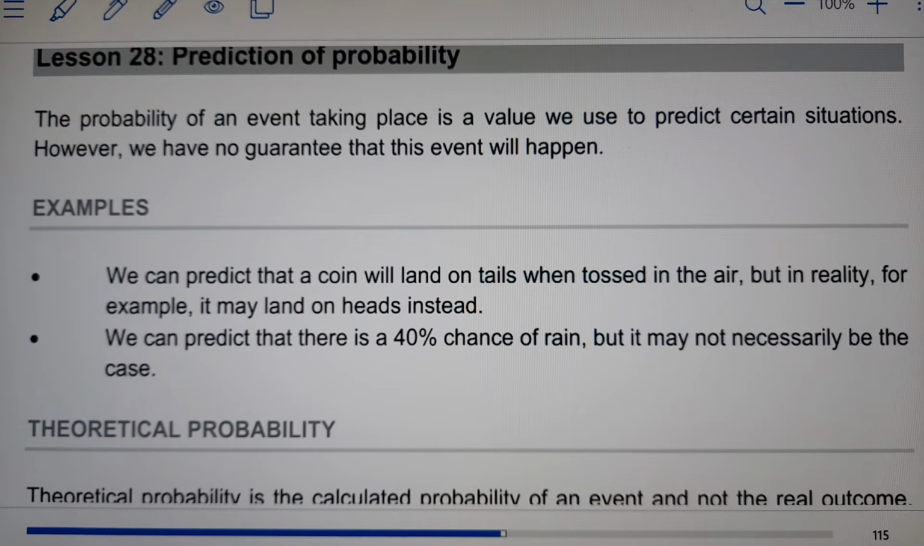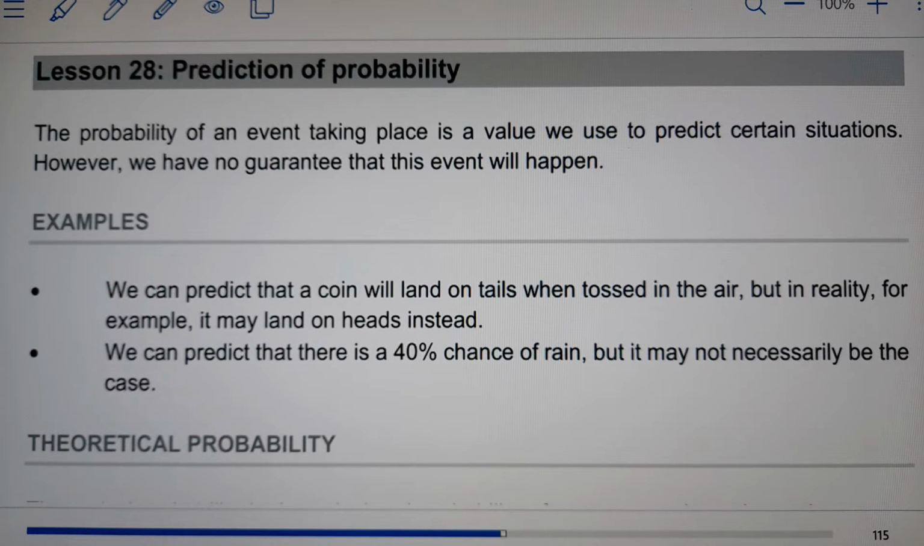Now we are still on unit number 7. We are doing probability and we started with lesson number 27. Today we are doing lesson number 28. Last time we were doing the expression of probability. So now we are looking at prediction of probability.